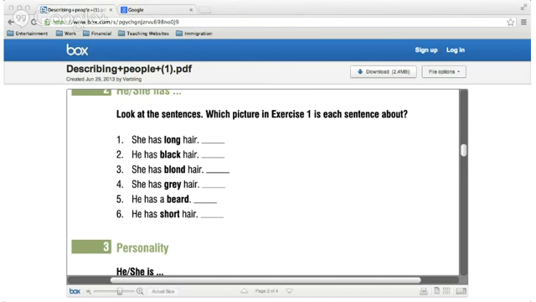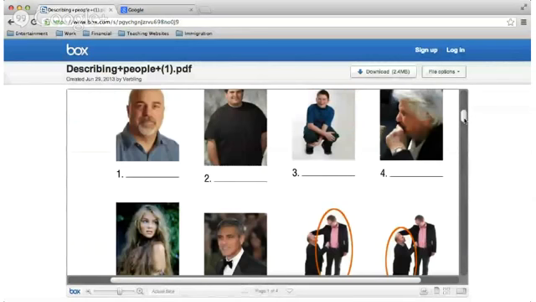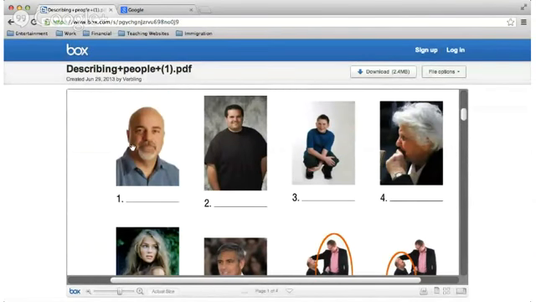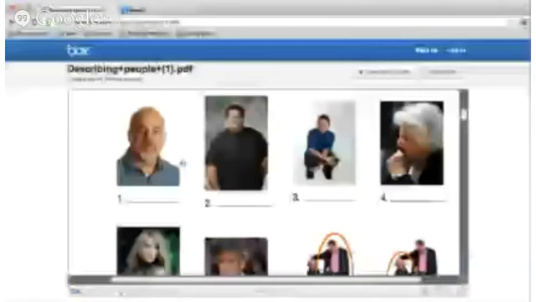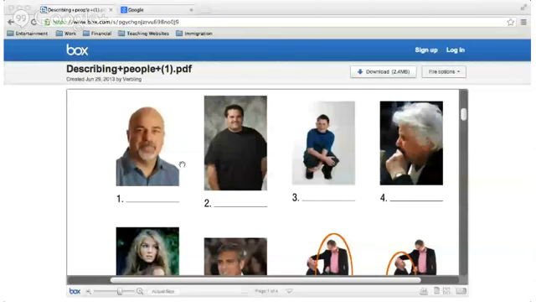Number 5. He has a beard. It will be the picture number 1. Okay, this would be a beard. This is actually what we call a goatee. Spelled like that, maybe? I'm not exactly sure how we spell that. It could be like that. But it's pronounced goatee.